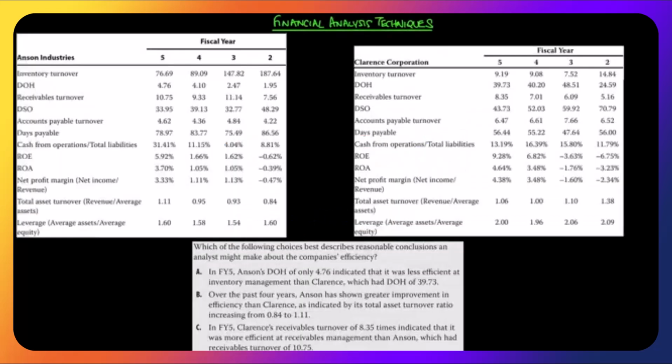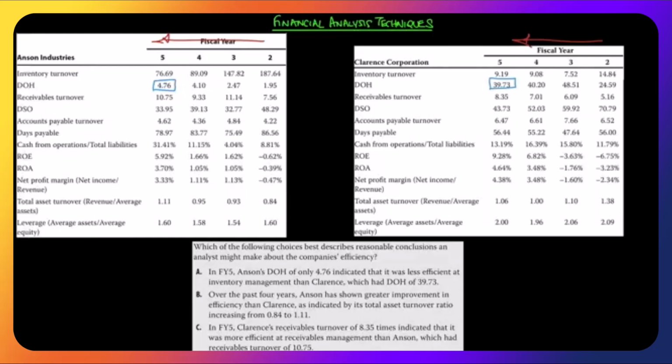Let's do another. Anson and Clarence. Which way is time going? 2 to 5. So that way. And we have an exam style question. Which of the following best describes reasonable conclusions an analyst might make about the companies' efficiency? A, in financial year 5, Anson's DOH of only 4.76 indicated that it was less efficient at inventory management than Clarence, who had a DOH of 39.73.